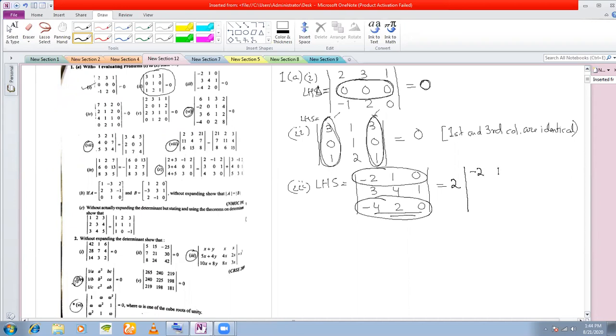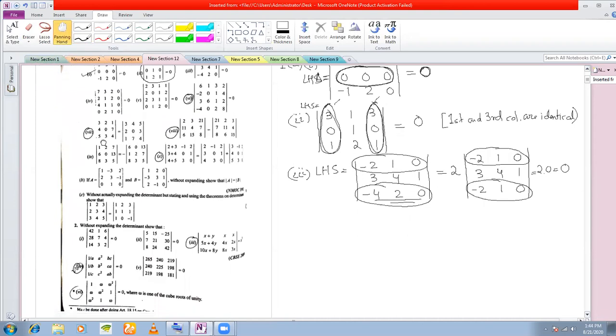So the first row remains as it is. Second row remains as it is. And since I'm taking out a 2 from the third row, this will become -2, 1, and 0. Now see what happens. The first row and the third row become identical. So this becomes 2 into 0, which is equal to 0. Clear?